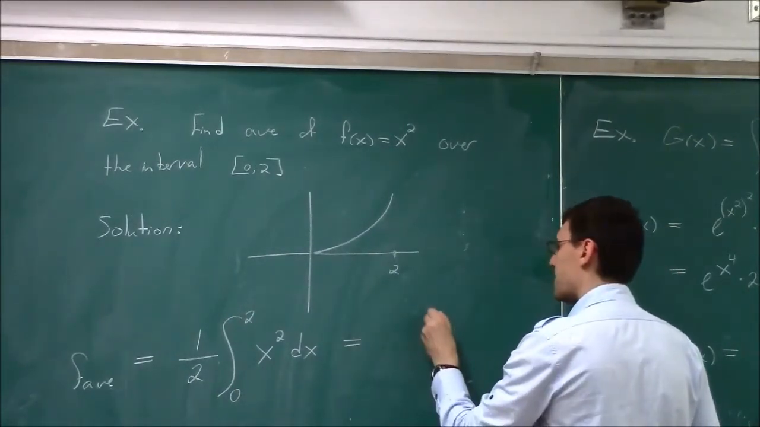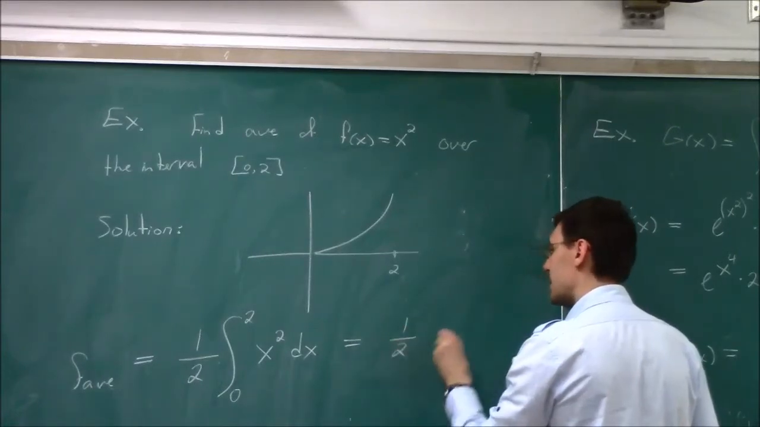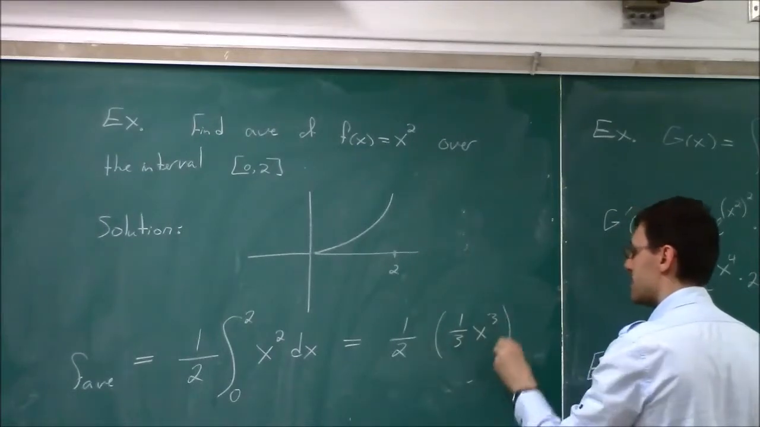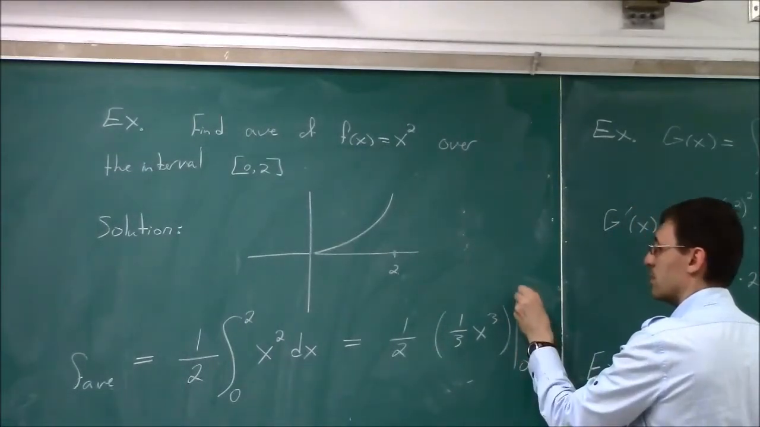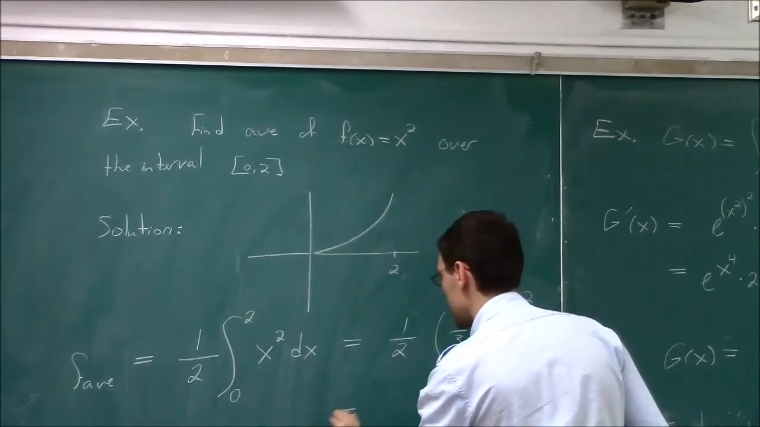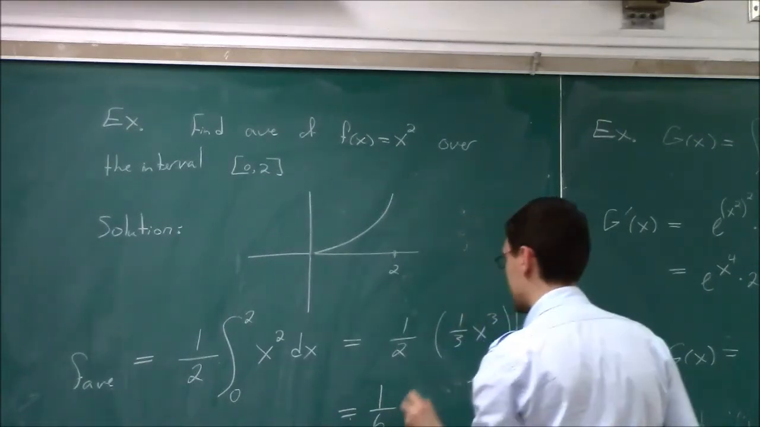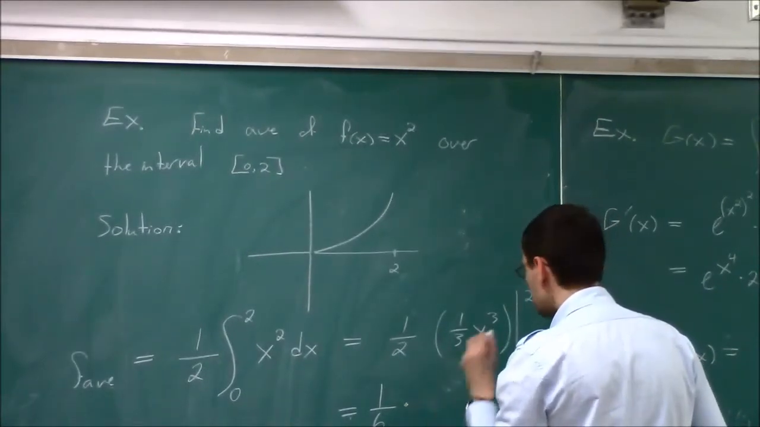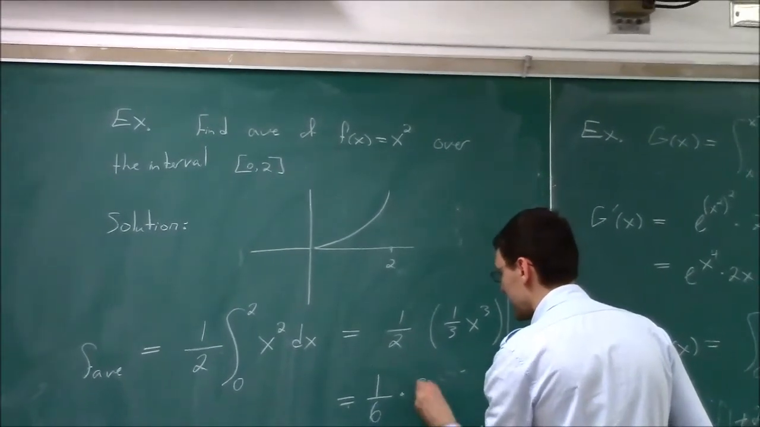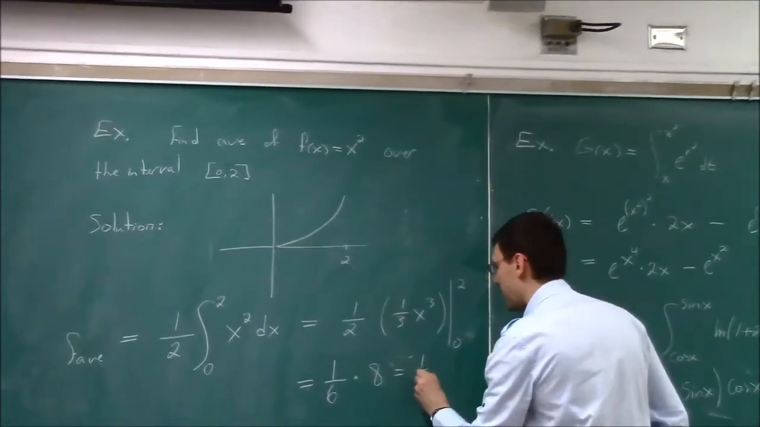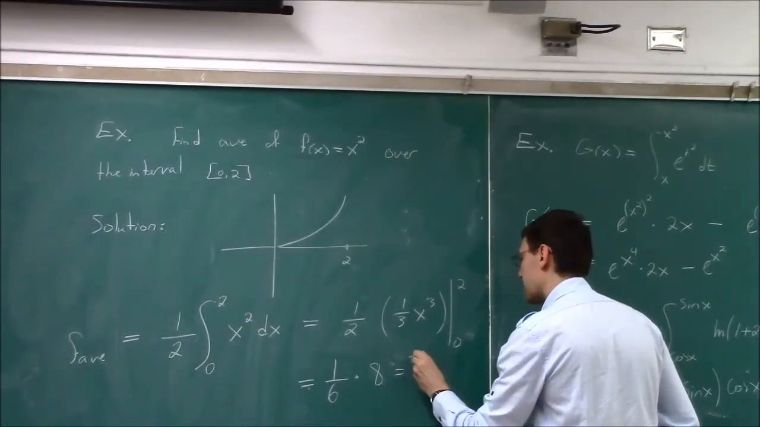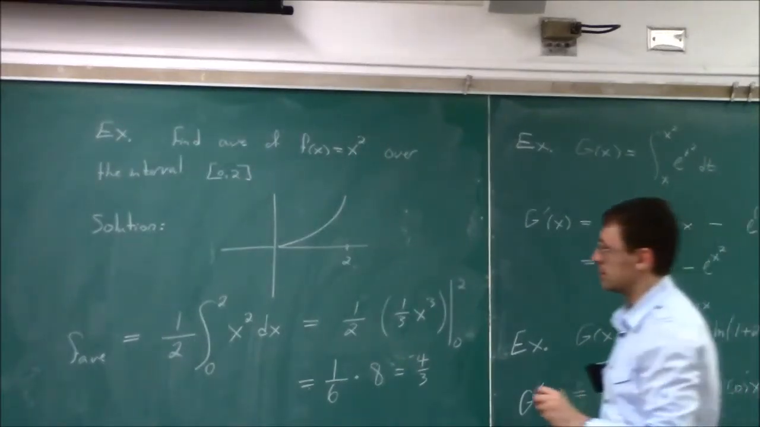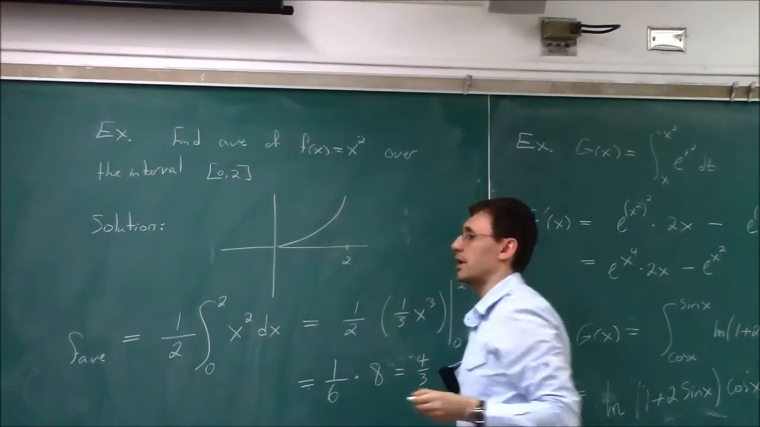We get 1/2 times 1/3 x cubed, from 0 to 2. So the answer is 1 over 6 times 2 cubed, or times 8, which can be reduced to 1/3 times 4. So it's 4/3 is the average. Okay? So the height on average here will be 4/3.